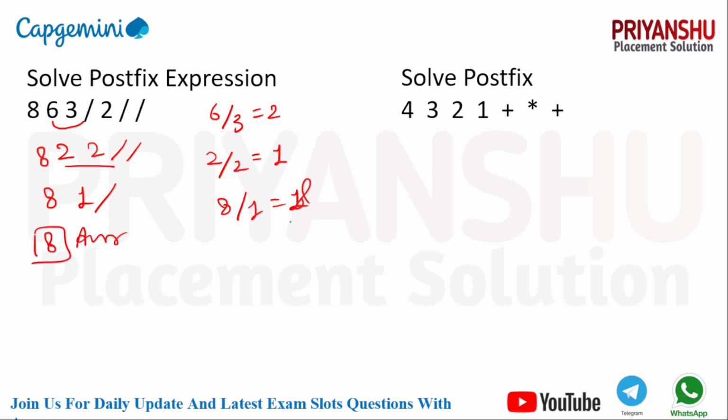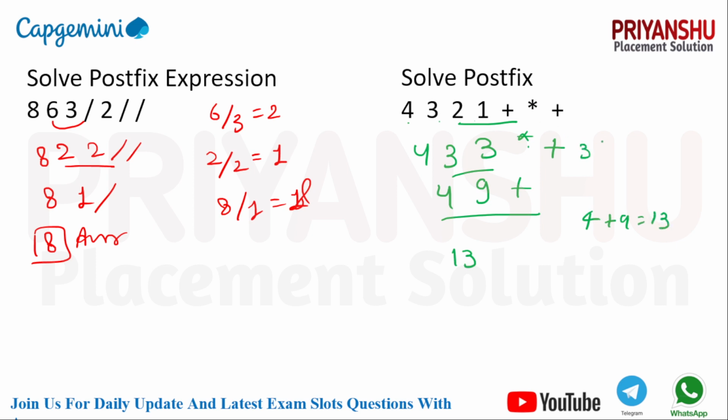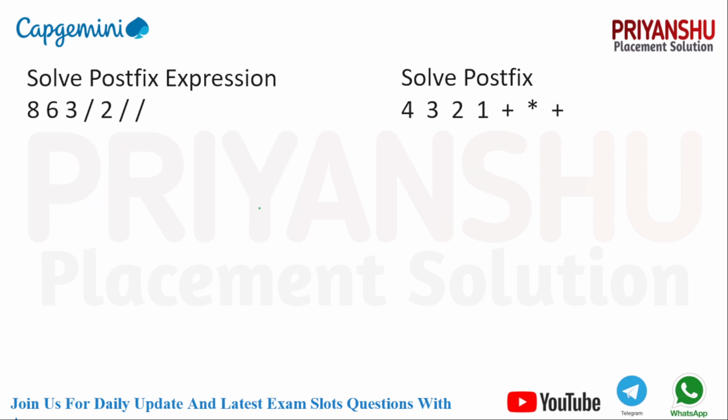That is 4 3 2 1. So 2 1 and plus, it means 3 multiply plus 4 3. Now 3 and 3 multiply, it means 9 is there, then 4 and plus, then we solve the whole, it means 13 is there because 4 plus 9 is 13. Clear? And 3 plus multiply 3 is 9 and 2 plus 1 is 3. Clear? Let's move to the next question.